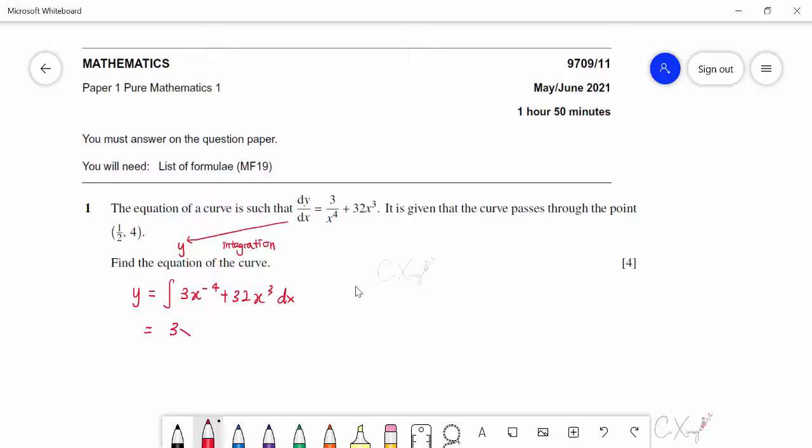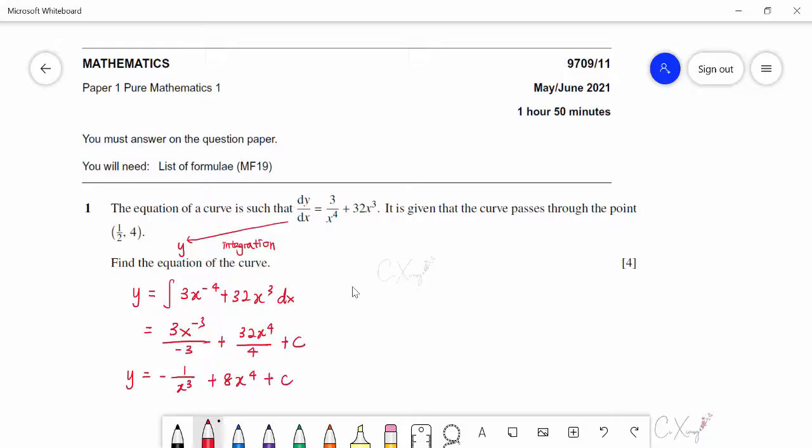Okay, so when we integrate it, we add 1 to the power. So negative 3 divided by the new power, and then plus 32, power plus 1 becomes x power 4 divided by the new power 4, then plus c. If I simplify it, I will have y equals negative 1 over x power 3 plus 8x power 4 plus c.